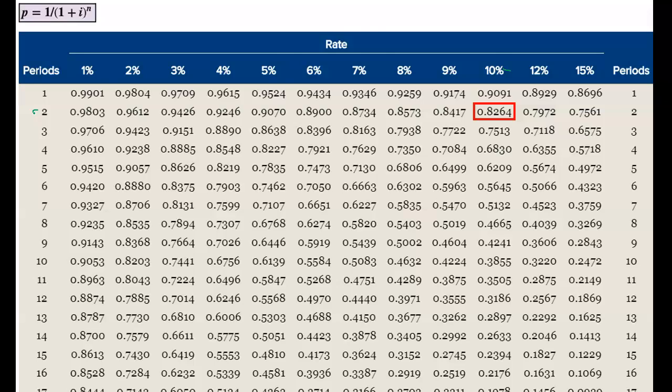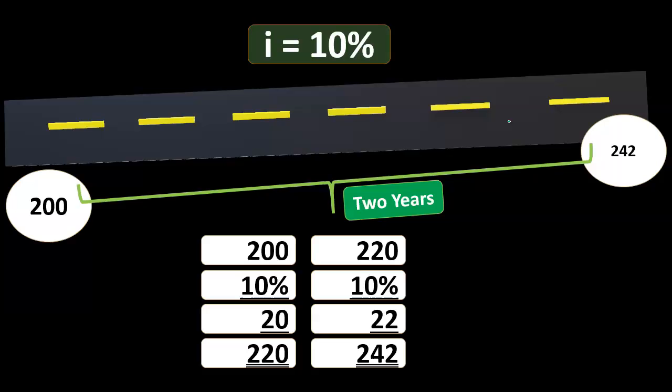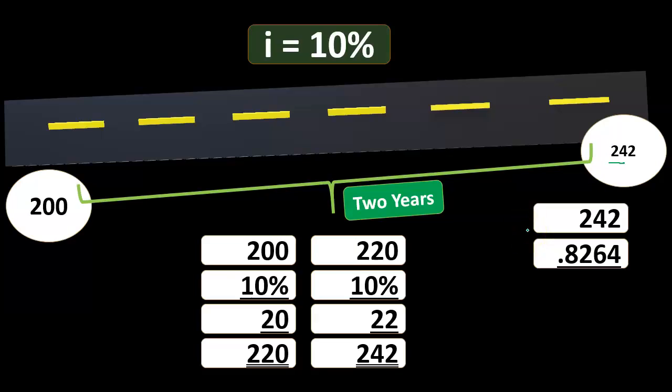Just note that the years need to coincide with the same rate. So in other words, we usually think of the rates in terms of years. If we were thinking about a monthly rate, we might have to take the rate divided by 12 so that the periods and the year, the rate will line up together. So now we've got the 0.8264. So the 0.8264, if we take the 242 times 0.8264, that's going to give us our 200.